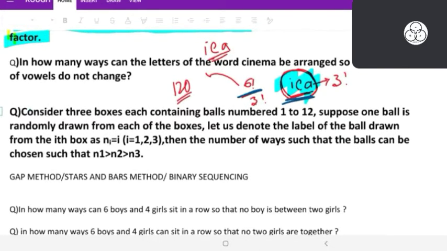Consider three boxes, each containing balls numbered 1 to 12. Suppose one ball is randomly drawn from each of the boxes. Let us denote the label of the ball drawn from the ith box as Ni, where i equals 1, 2, 3. Then the number of ways such that the balls can be chosen such that N1 greater than N2.